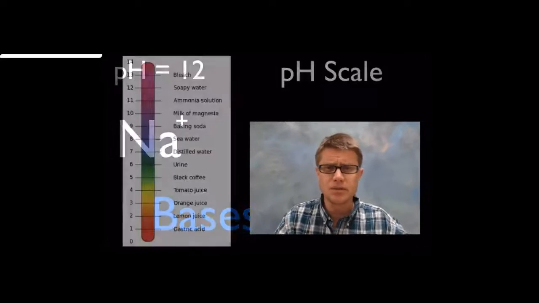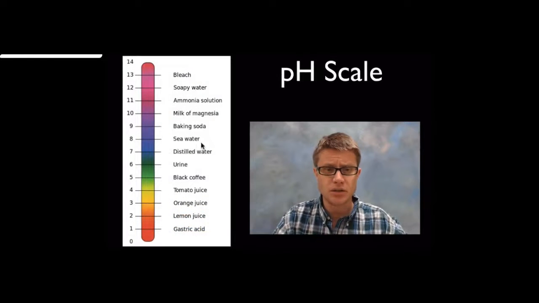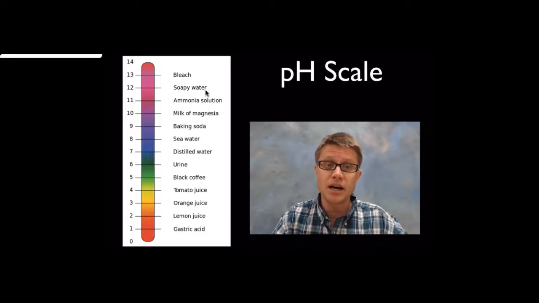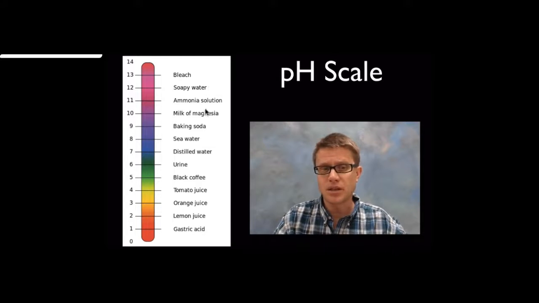We measure that using a pH scale. Distilled water is going to have a pH of 7. Anything higher than that is going to be a base, and anything lower than that is going to be an acid. But when you're taking a test, it can be somewhat confusing.